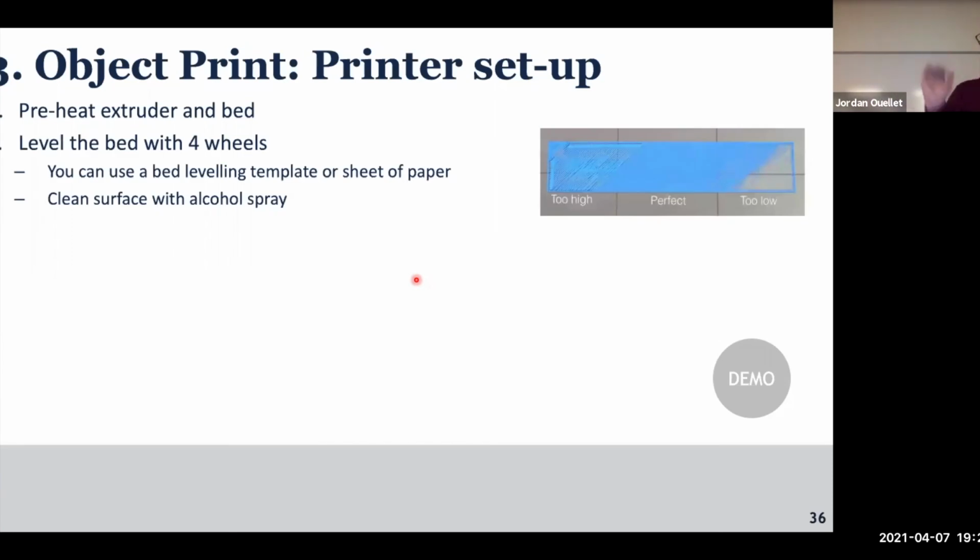You want to level the bed. What I mentioned to you is critical. If you have one thing to do with your printer, make sure it's well leveled. So you have 4 wheels on the printer. These are to adjust the bed, like a scale, for example, when you adjust it. If you're too high, you have some bonding issues. If you're too low, you're scraping your bed. So you want to be just perfect to promote good adhesion.